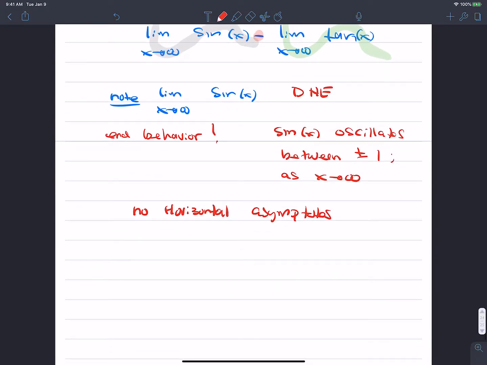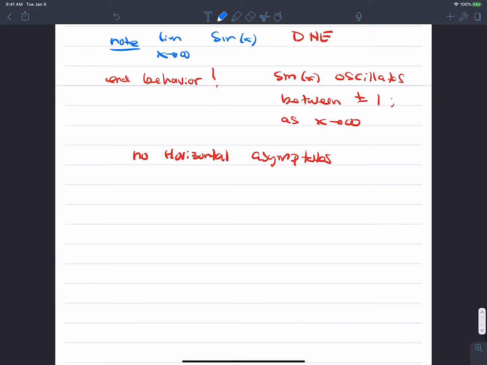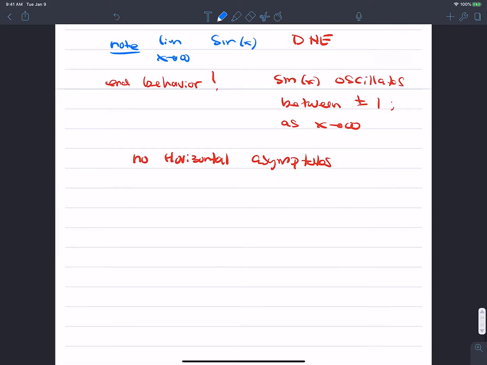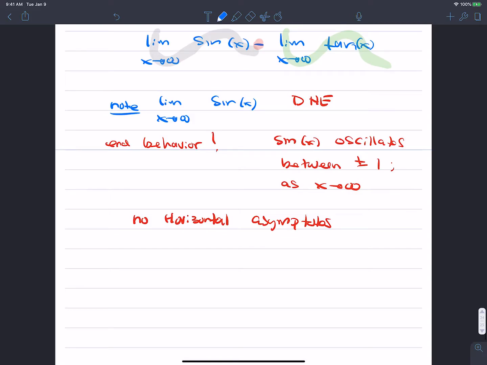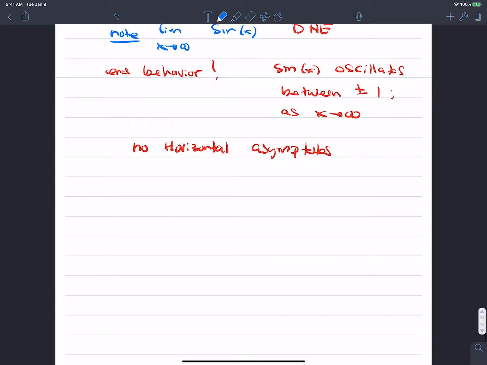And similarly, if you try to take the limit now of tangent as x gets big forever, you're going to have an issue there too. So I just want to point that out. Limit of sine, let's see if we can factor. No, it doesn't help. So anyway, we'll take a look now at the next step.